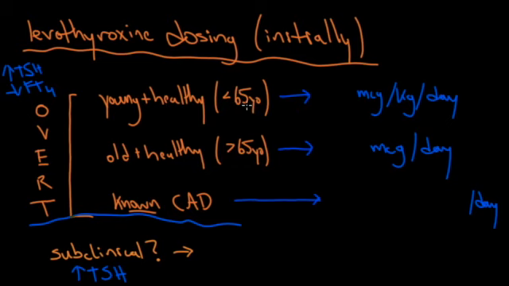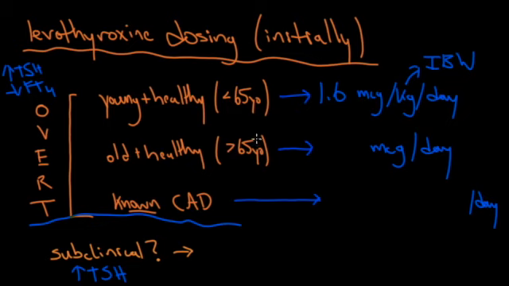And so these patients, if we classify, we look at young and healthy patients under the age of 65. We're going to start these patients out at 1.6 micrograms per kilogram per day. And you need to remember that it's ideal body weight. So we dose by ideal body weight in this situation. Don't get tripped up by that on the exam. It will happen.